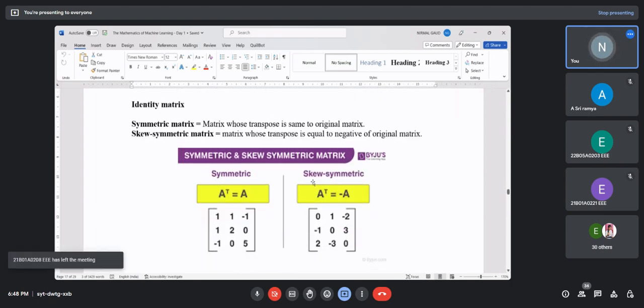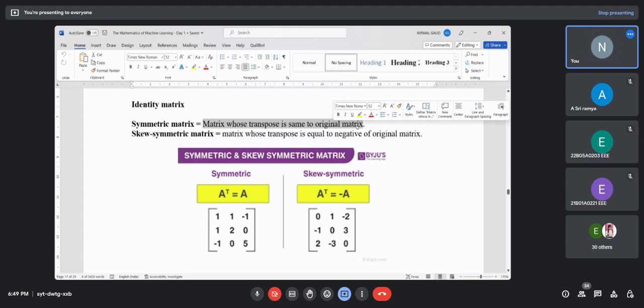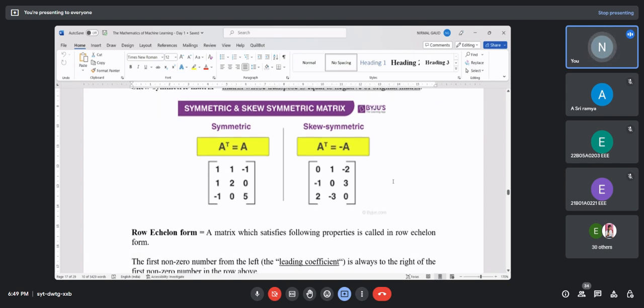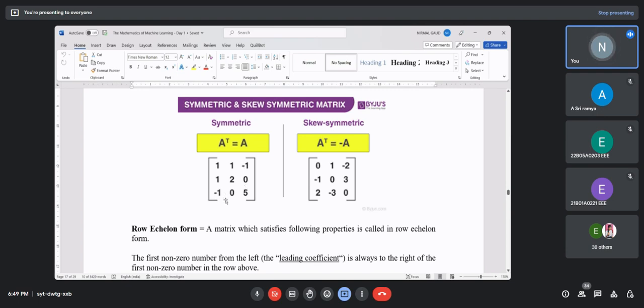Fine. Symmetric matrix. What is a symmetric matrix? A matrix whose transpose is the same as the original matrix is said to be a symmetric matrix. If I take a transpose, that means I convert rows to columns and columns to rows, and I still get the same matrix, then it is said to be symmetric in nature. And a skew symmetric matrix means a matrix whose transpose is equal to the negative of the original matrix. So if I calculate the transpose and it comes out negative, then it is skew symmetric. Here are examples of it. This is symmetric in nature: if I take the transpose, I get the same matrix. This is a skew symmetric matrix, because the transpose of A will be minus A. Very easy terms.